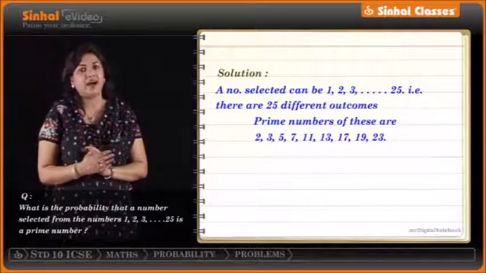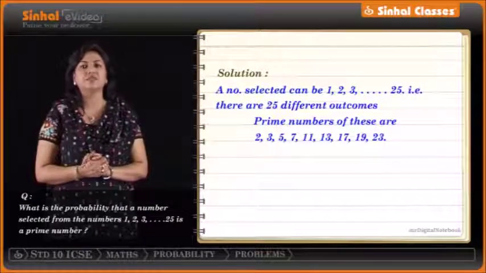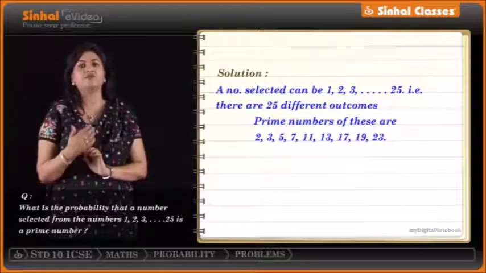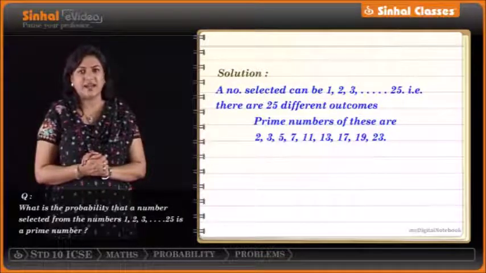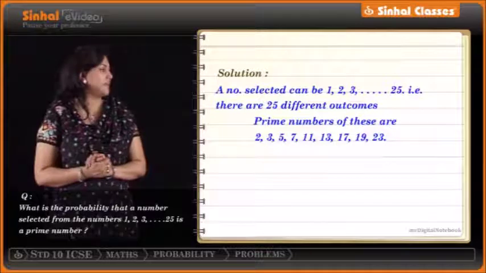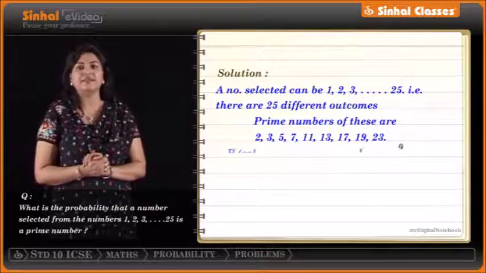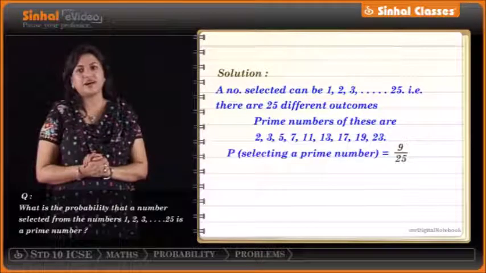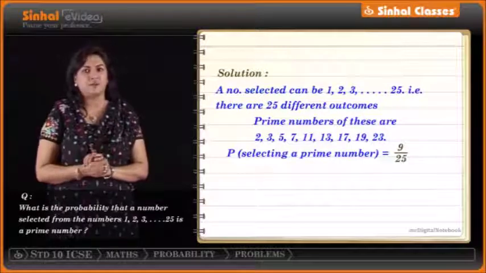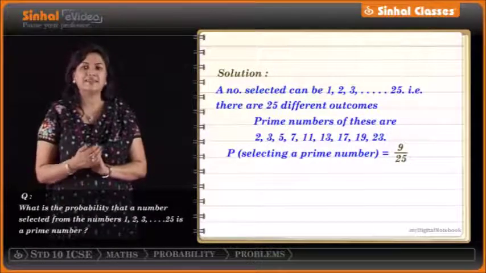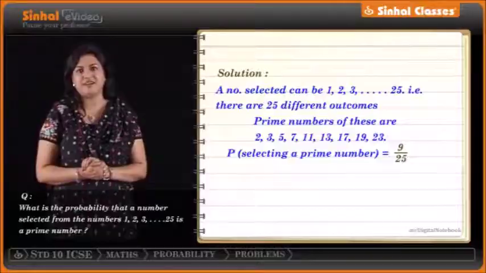That is 9 possible outcomes. So we have number of desired outcomes as 9. So the probability of getting a prime number is number of desired outcomes upon number of possible outcomes, that is 9 upon 25.